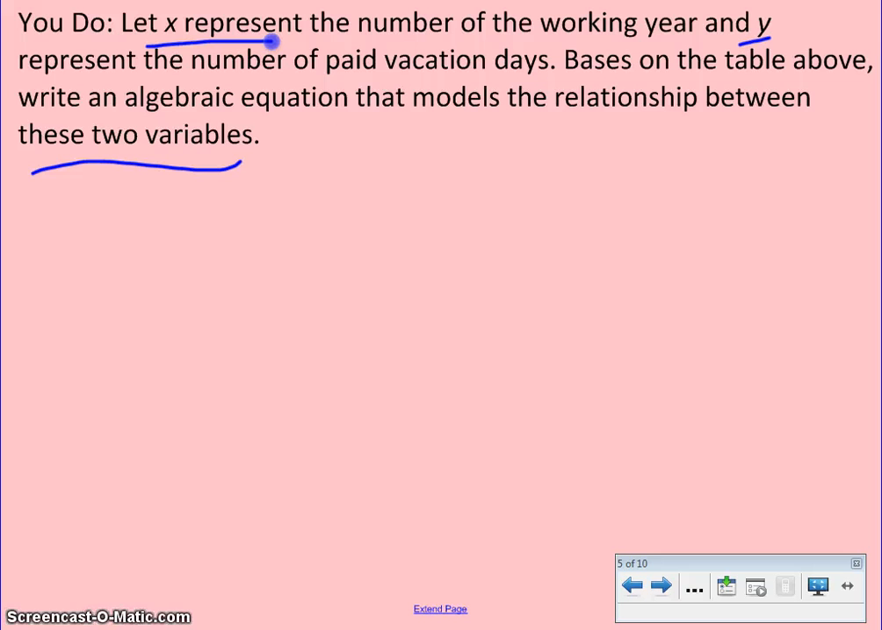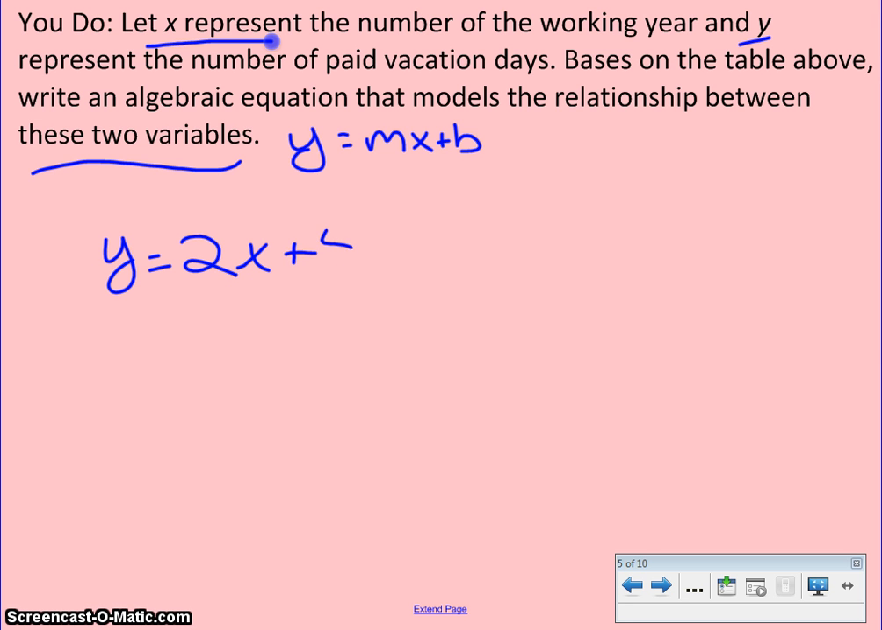Now, the formula that we usually use that relates two variables, we see that a lot when we're graphing. And we would call that our slope-intercept form, or our slope-intercept formula, which is y equals mx plus b. So we're relating x and y to one another. And here we've got number of vacation days, and we've got how much he started off with. So in this case, y equals, he gets 2 vacation days for every year that he worked, plus he started off with 5. And there's your equation. How'd you do?